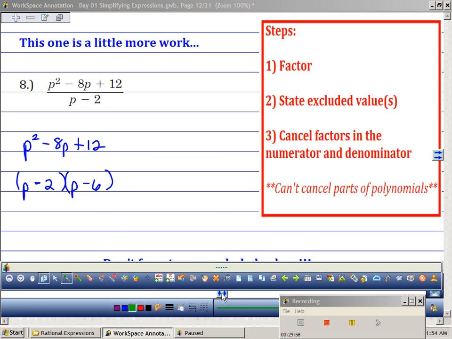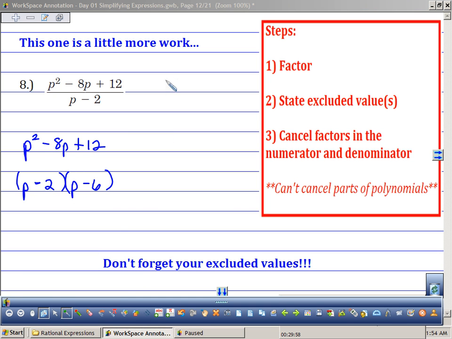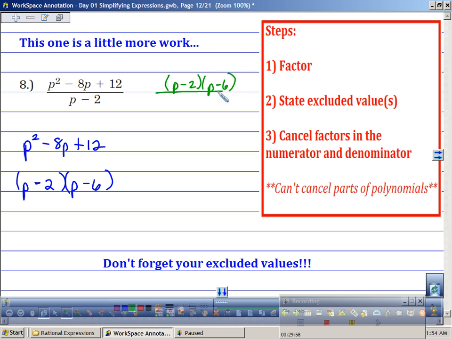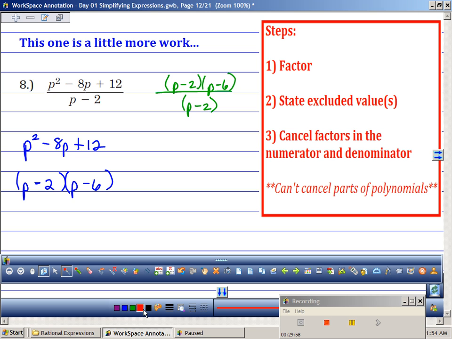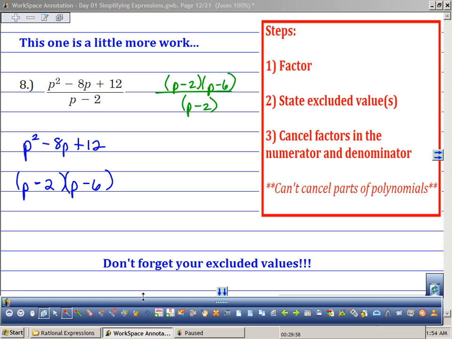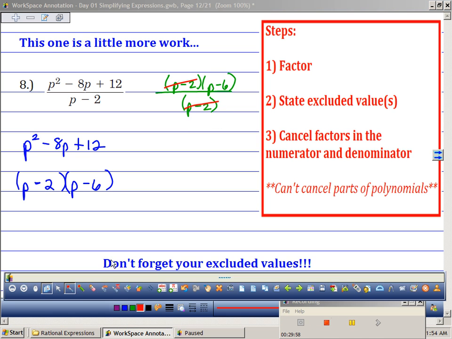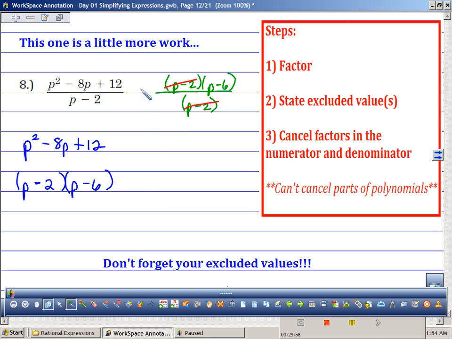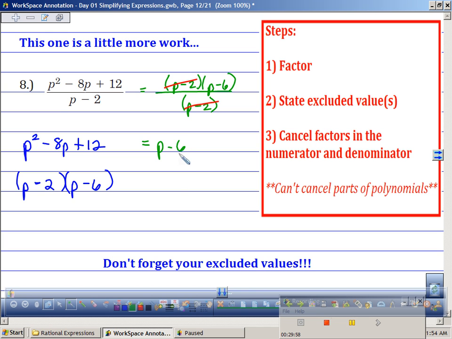I'm going to change my color. All right, so now that I have this factored, I'm going to bring it up here. P minus 2 times P minus 6 all over P minus 2. Now what can I do, Johnny? Cancel what? P minus 2 equals P minus 6. Don't pack up or I'll make you unpack.